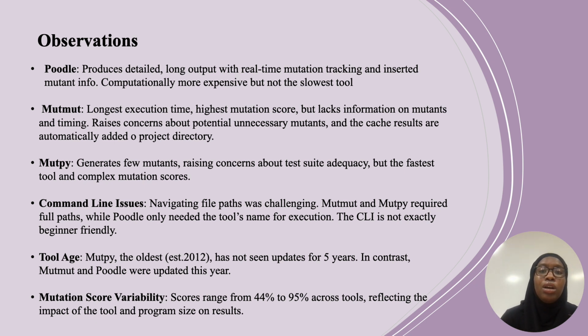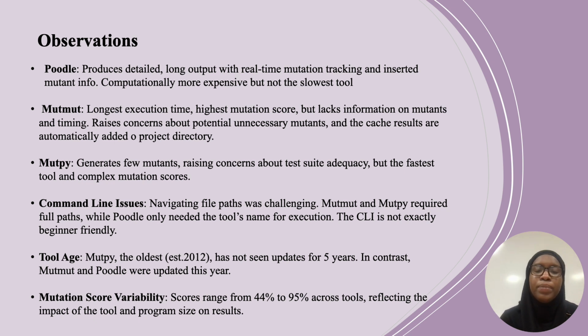MutMut took significantly longer than every other test, but produced the most mutants, thereby having the highest mutation score. But it does not show what mutants were produced or how long the process took, so I actually have to time it externally. This raises the concern of unnecessary, incompetent, or even equivalent mutants, and I do not know if that was very necessary for all of those mutants to be produced. MutPy produced so few mutants, I was actually worried. Does that mean that many mutants weren't necessary, or was the suite tested well enough? I'm also not sure of that.